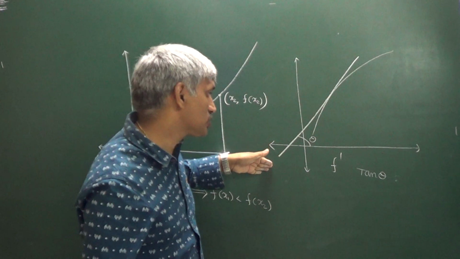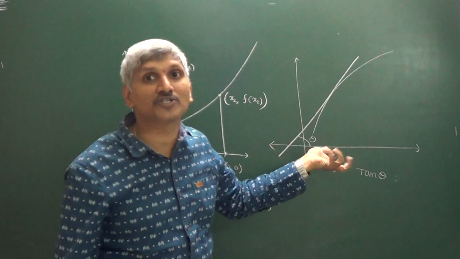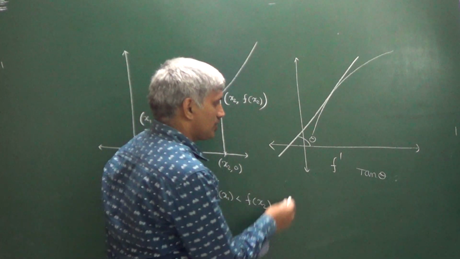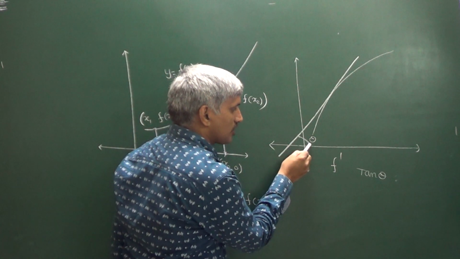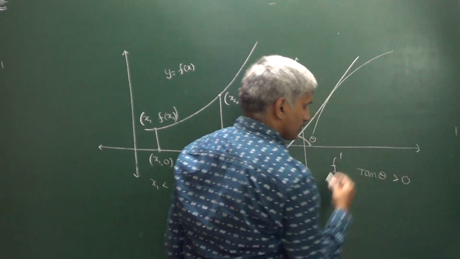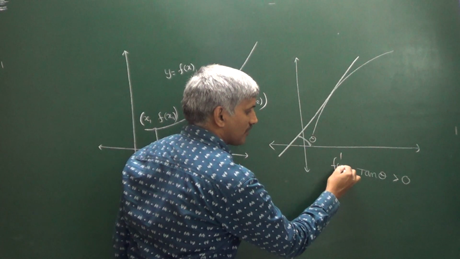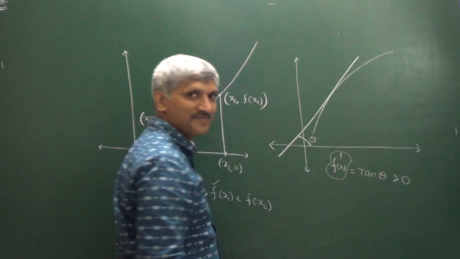The tangent slope is nothing but differentiation. f dash means dash denotes differentiation only. So f dash. Now tell me, theta is no doubt an acute angle. Theta is an acute angle means tan theta is greater than 0. Tan theta is nothing but differentiation, that is f dash of x. So f dash of x is greater than 0.